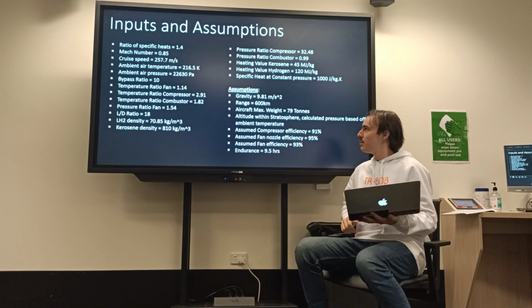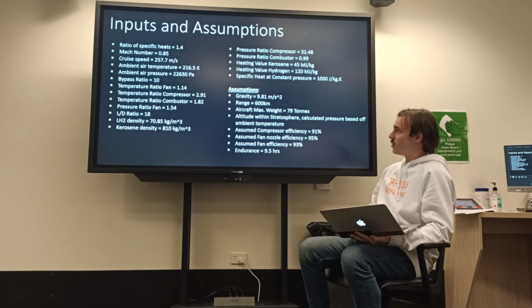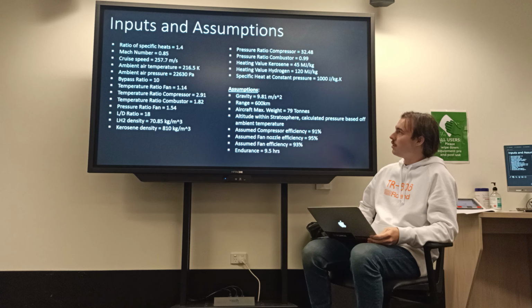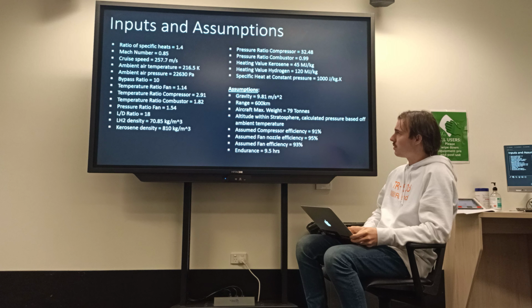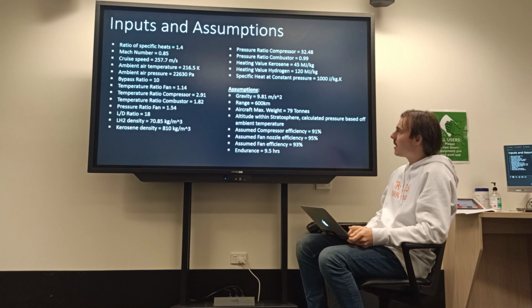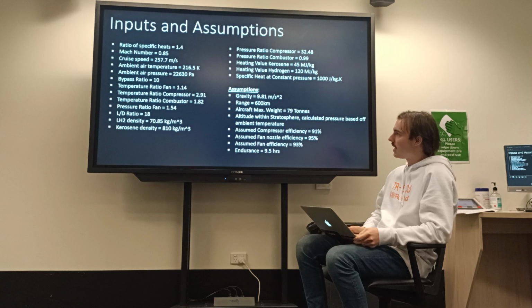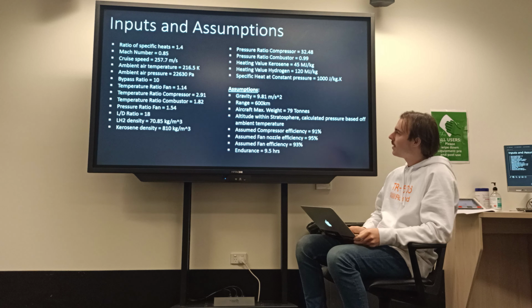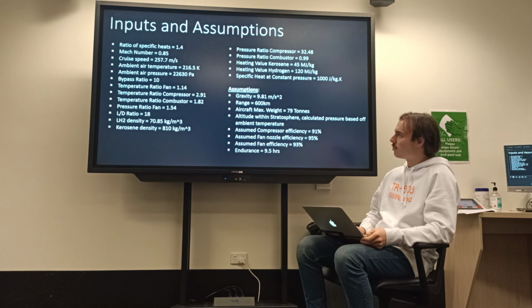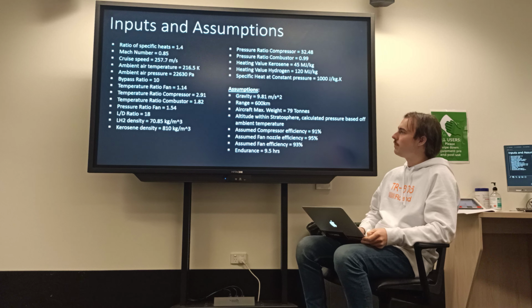Our inputs include ratio of specific heats, which is 1.4, Mach number, which is 0.85, cruise speed of 258 meters per second, ambient air temperature of 217 Kelvin, ambient air pressure of 23,630 pascals, bypass ratio of 10, a temperature ratio for the fan of 1.14, a temperature ratio for the compressor of 2.91, and for the combustor 1.82.